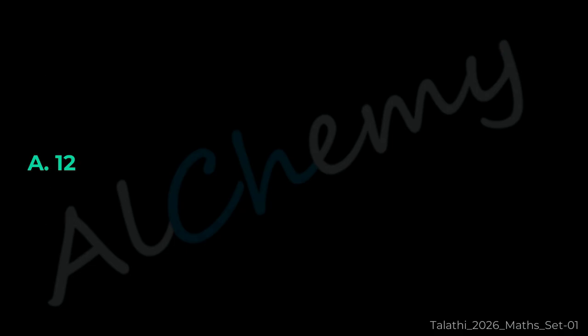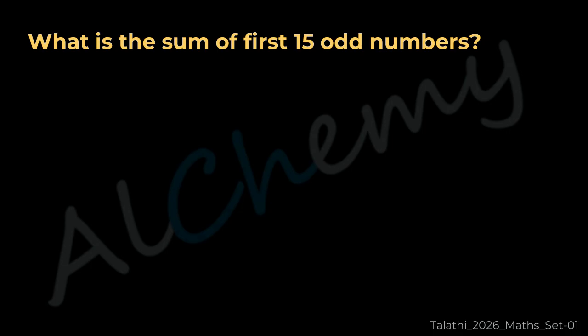The correct answer is A. 12. Question 42. What is the sum of first 15 odd numbers? A. 195. B. 205. C. 225. D. 235.